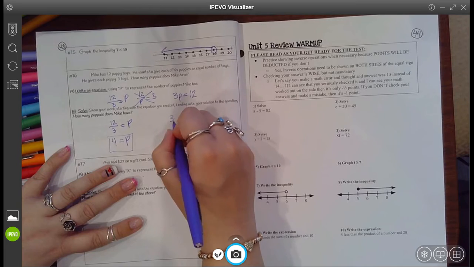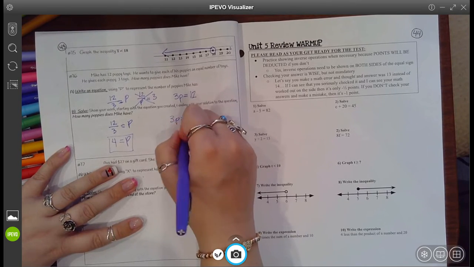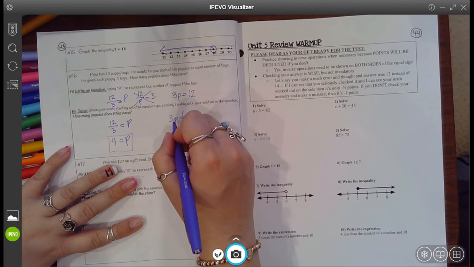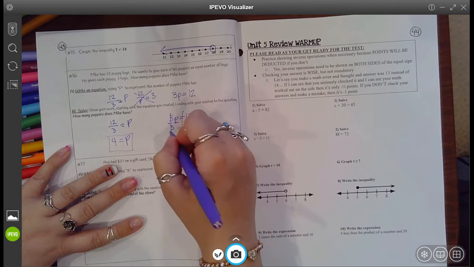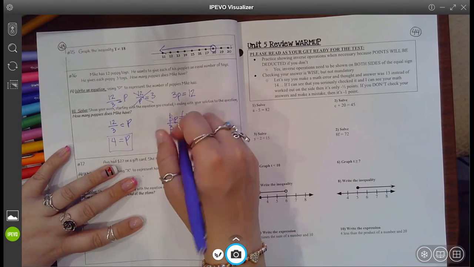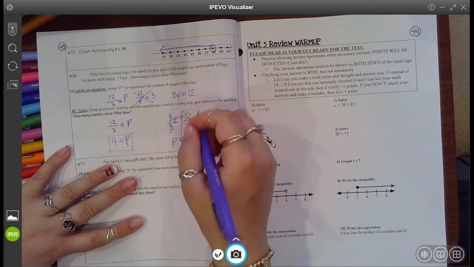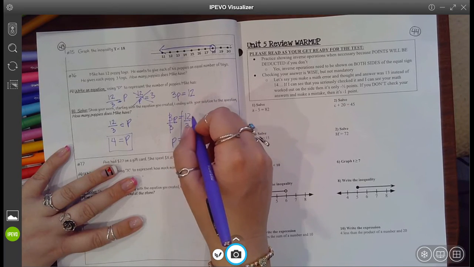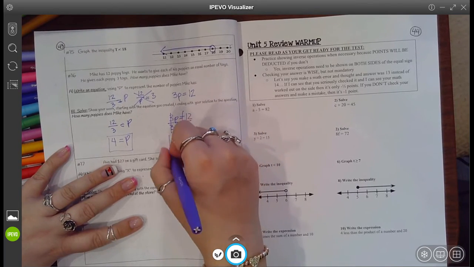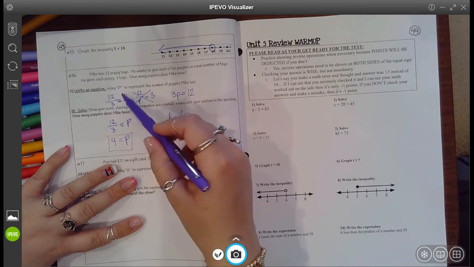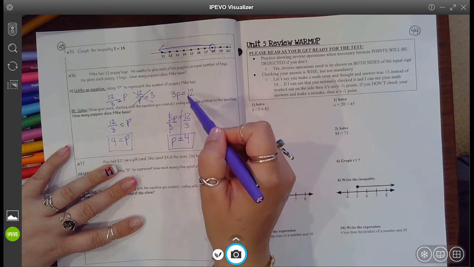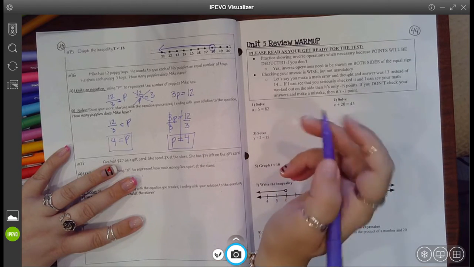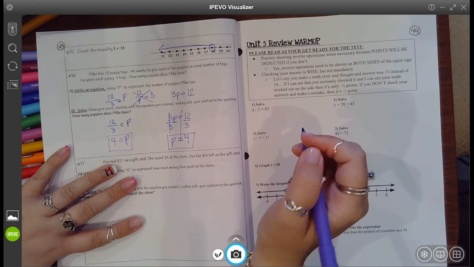Or if you did it this way, then the variable does need to be isolated. And so to get it by itself, the inverse of multiplying is to divide by 3. And now those cancel. 3 divided by 3 is 1. So you have 1 times P, which is just P. Whatever you do to one side, do to the other. 12 divided by 3 is 4. So whether you thought of it as a division problem, 12 divided by 3, or a multiplication problem, 3P equals 12, you still get Mike has 4 puppies.